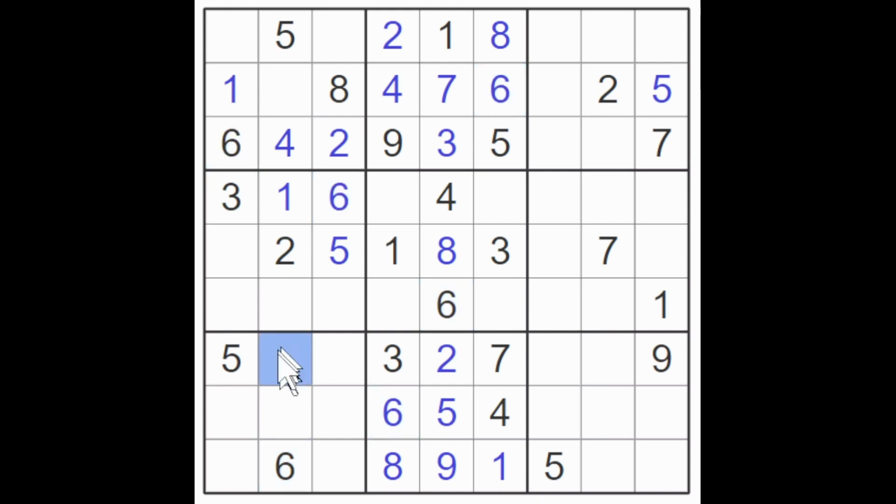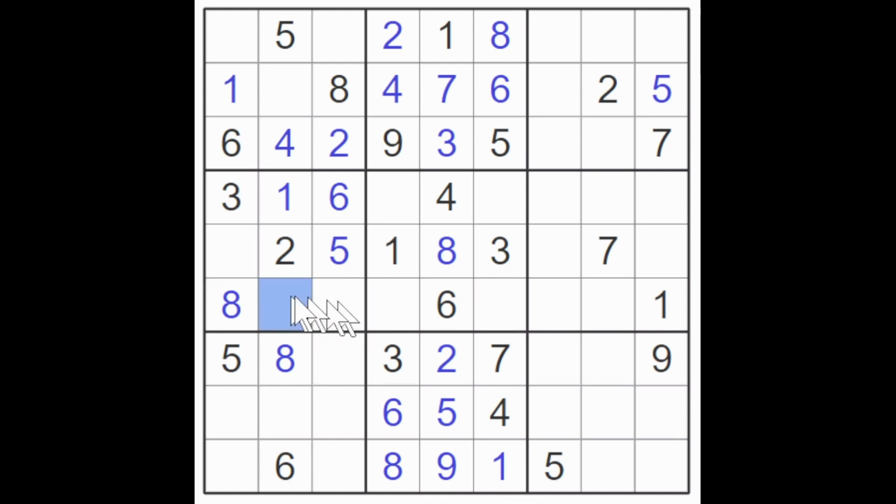So let's start counting for this cell. 1, 2, 3, 4, 5, 6, 7, and a 9. What's missing? That's right, the 8. This 8 and this 8 and this 8 puts an 8 here. The 7 here blocks this cell, therefore one of these will have to be a 7.